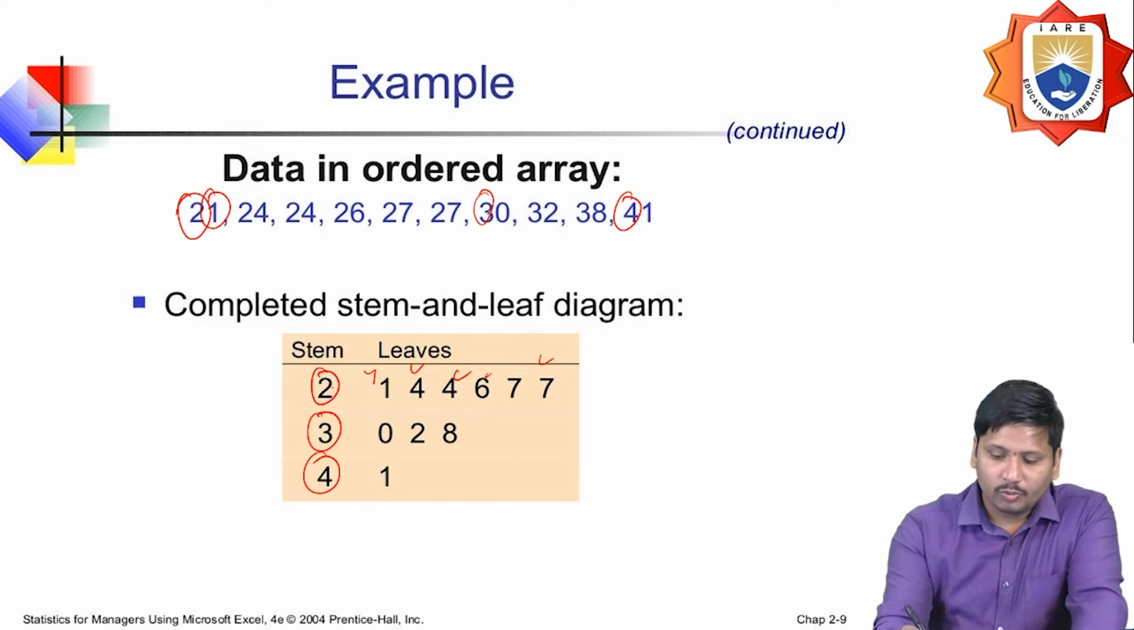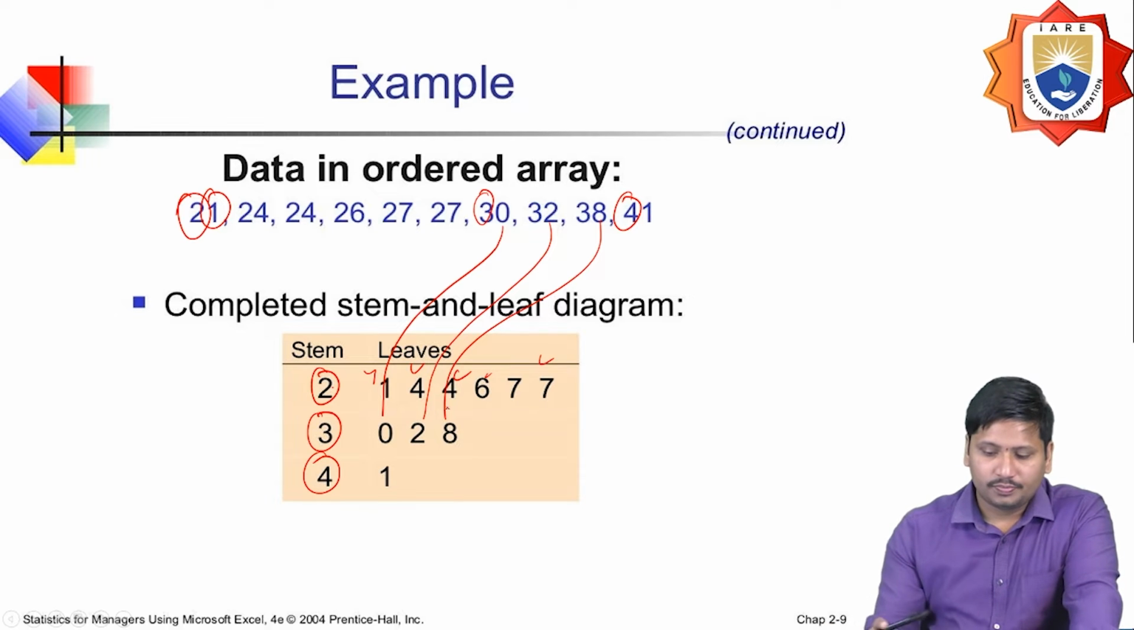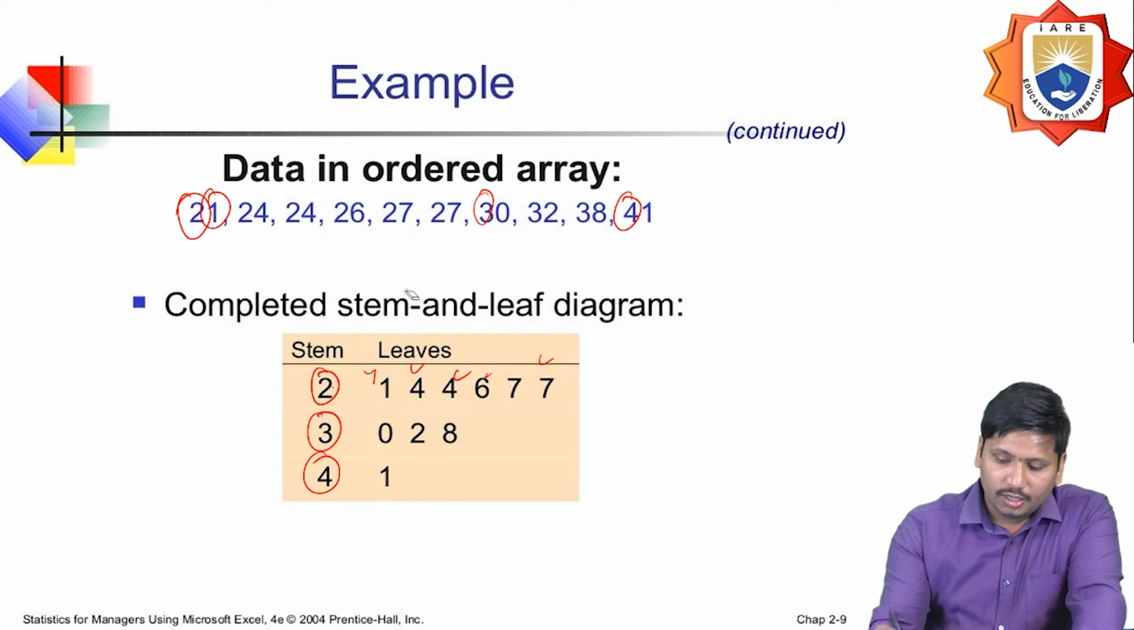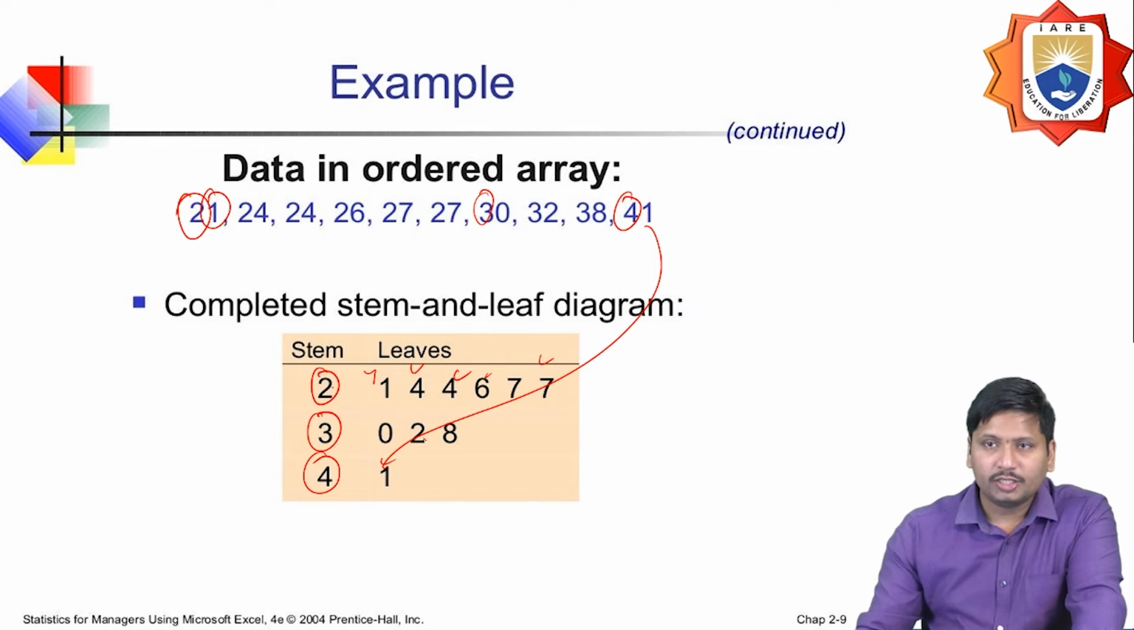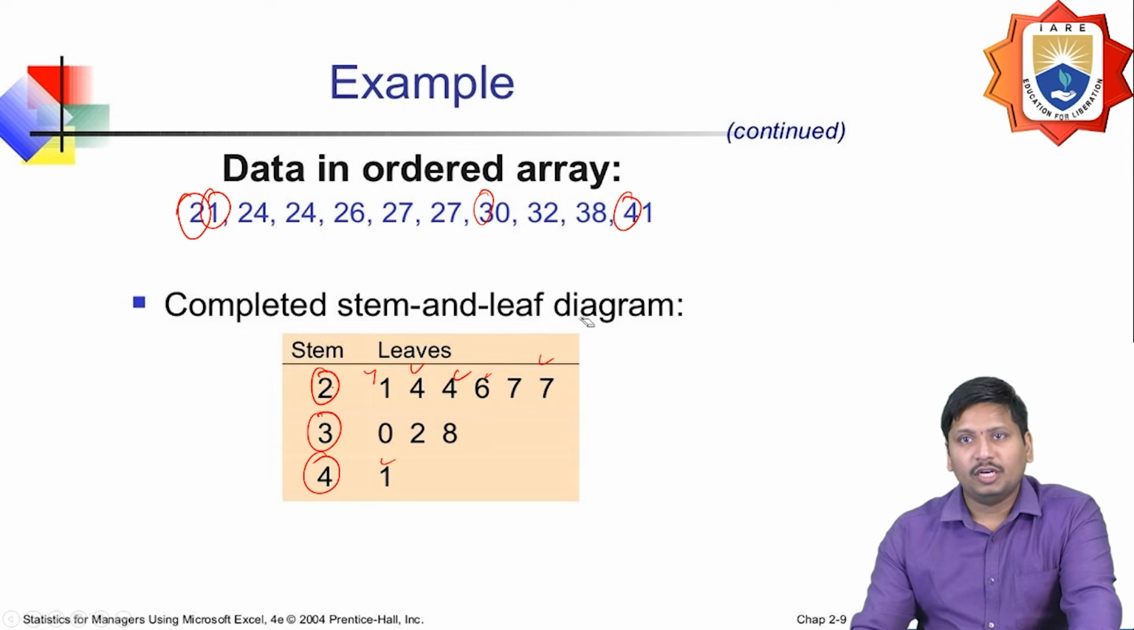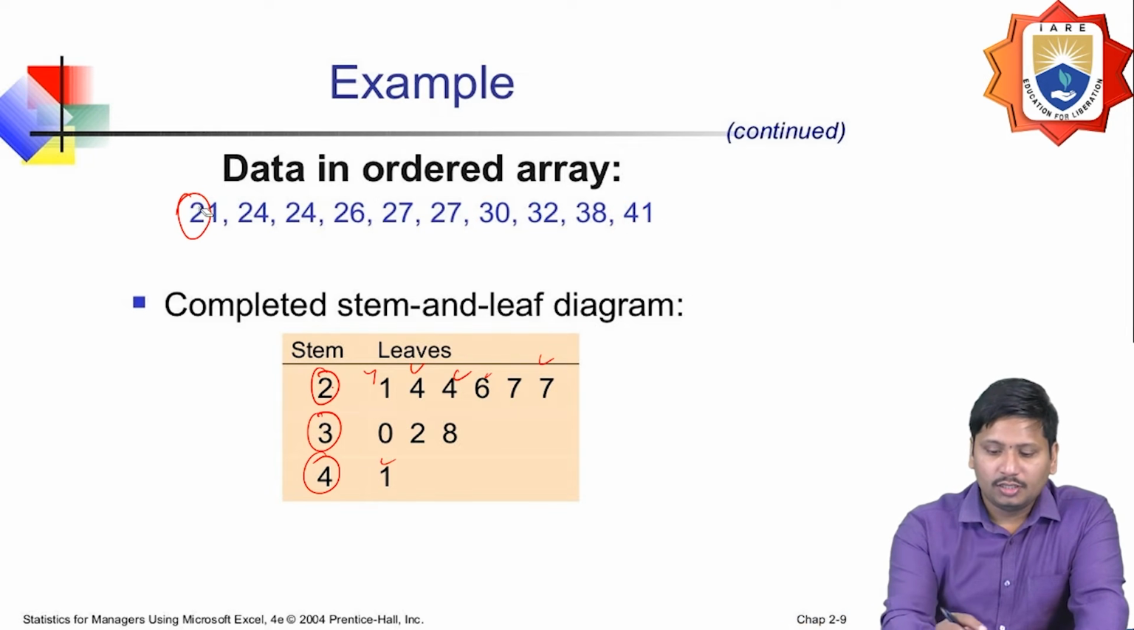Similarly, for the stem 3, the trailing digits are 0, 2 and 8. And the next stem is 4, where I have only one value, whose trailing digit is 1. Like this, I have to construct the stem and leaf diagram, right?